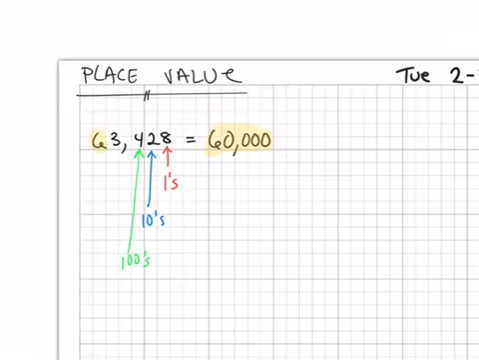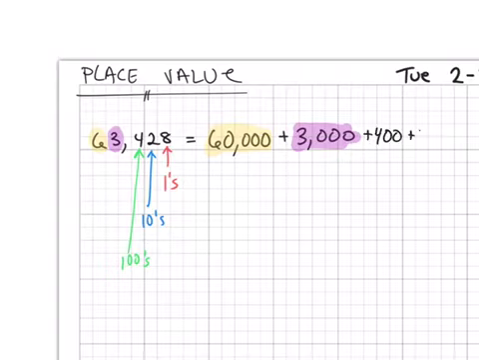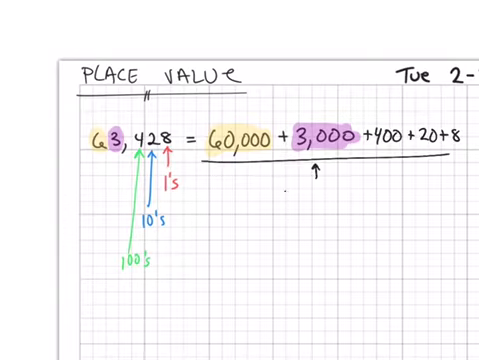And then in purple, we'll go ahead and highlight the 3. So we're going to add on 3,000 to that. The 3 represents 3,000. And then we'll add 400, 20, and 8. So this is what we call expanded form.